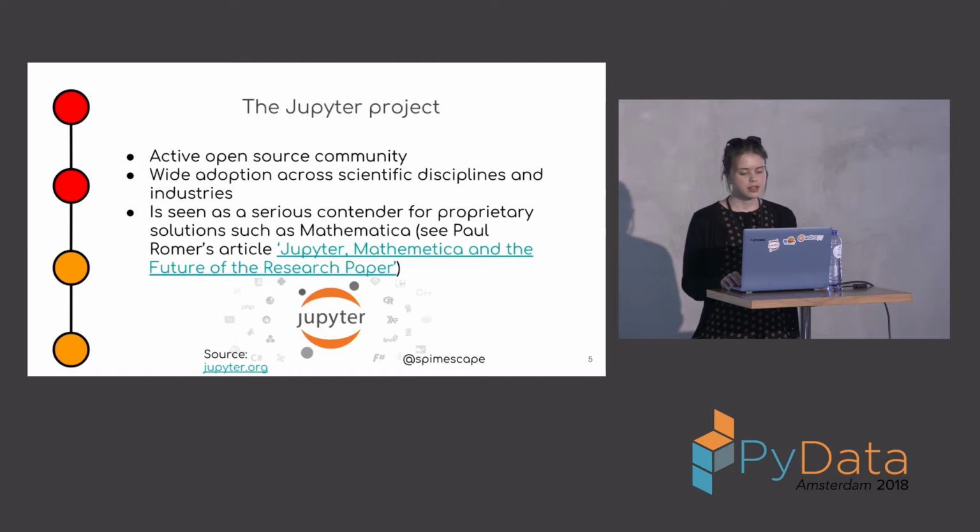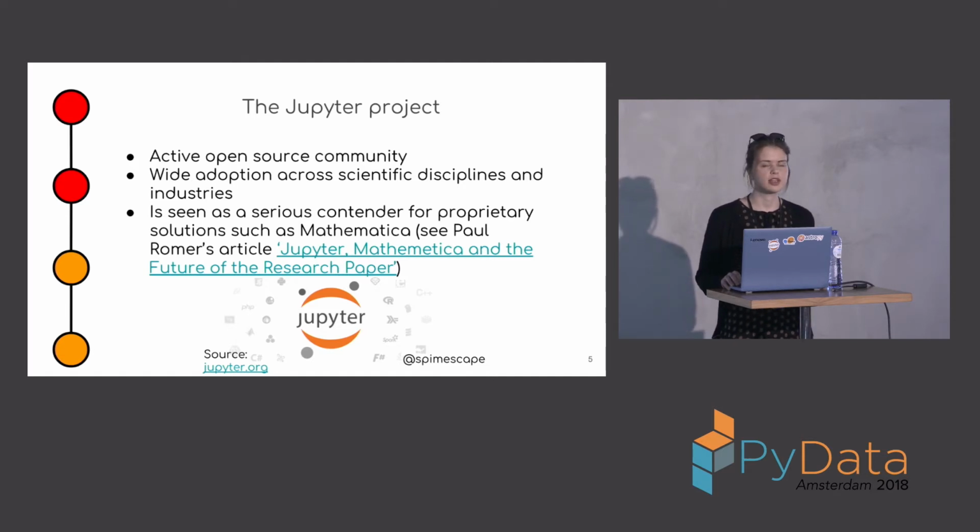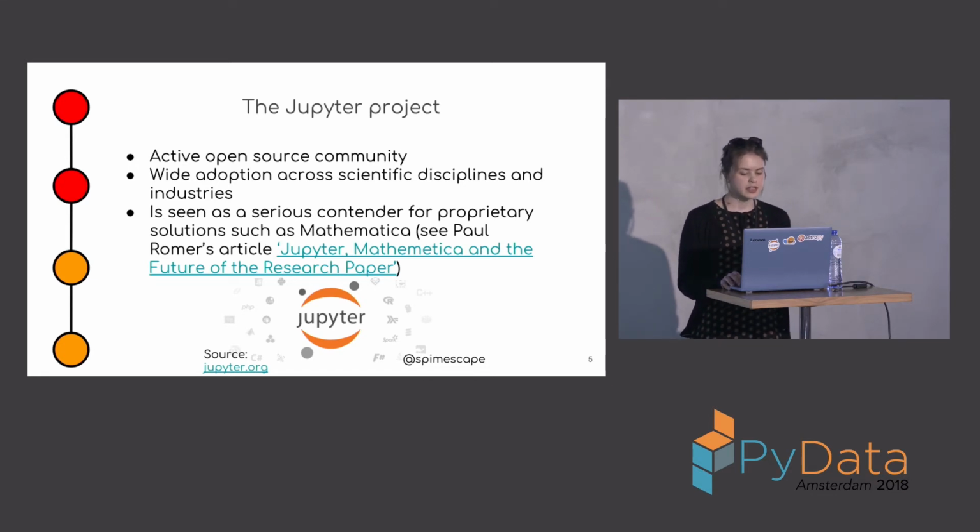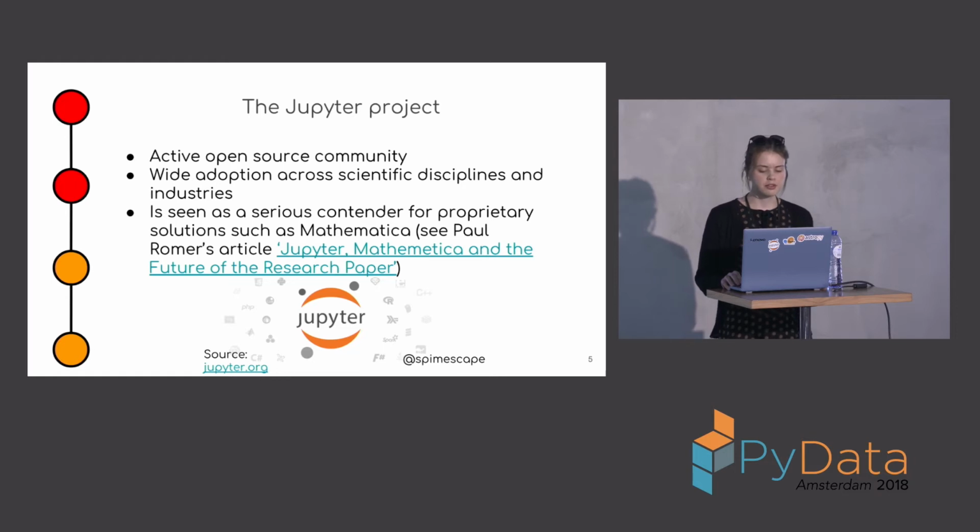And very recently, because of the improvements in the user interface and the large ecosystem of data science packages that it supports, it's been seen as a serious contender for proprietary solutions such as Mathematica. And if you're interested in things such as reproducible research and being able to share your code, you should read Paul Romer's article where he compares the Jupyter project to Mathematica, and he explains why it's been better for reproducible science that people are moving away from closed source proprietary solutions.